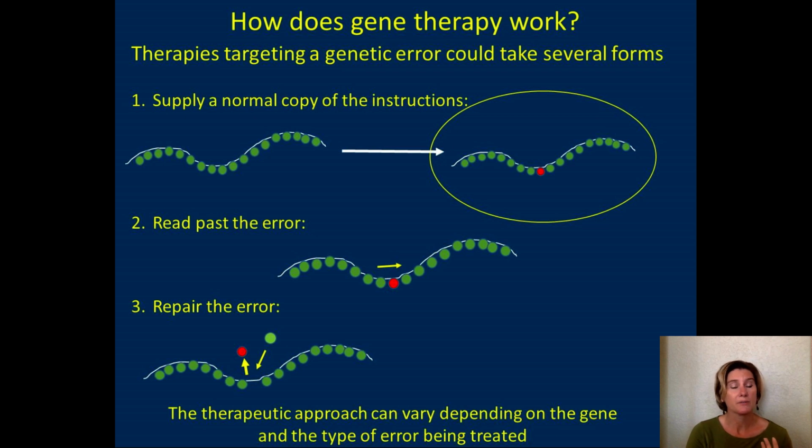The third and newest way is also the most direct way, and in this scenario, it's repairing the error at the source, basically swapping out the bad information for the good and restoring the ability of the native gene to be able to code for a normal functional protein. And the therapeutic approach that's chosen for a particular type of disease or a particular type of gene is going to vary depending on a lot of different details.